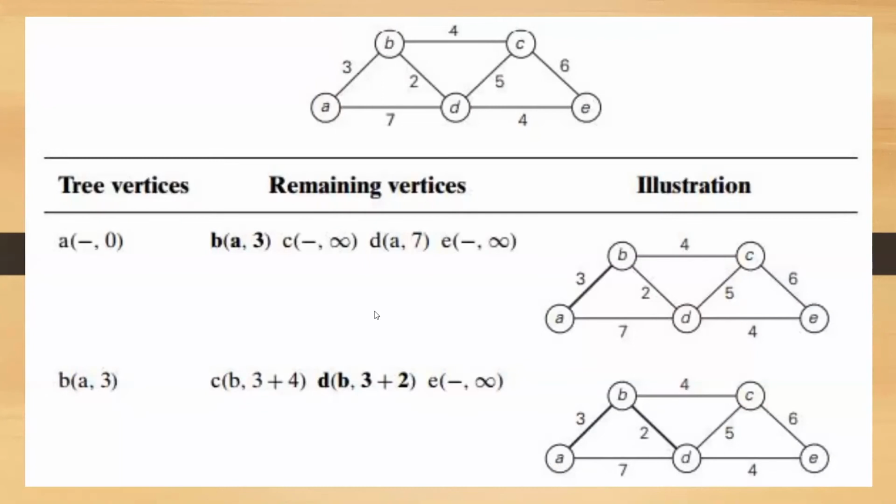What was the distance of C initially? It is infinity. Distance of C initially is infinity. And when you compare 7 with infinity, 7 is having lesser value. Therefore, you are updating 7. The distance of C is 7, and via which vertex? Via B. The nearest or the parent vertex is B. I hope you understood.